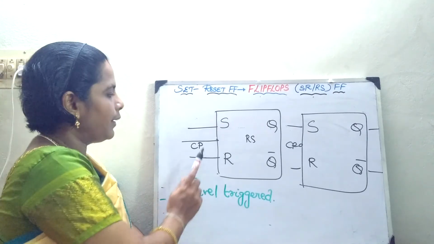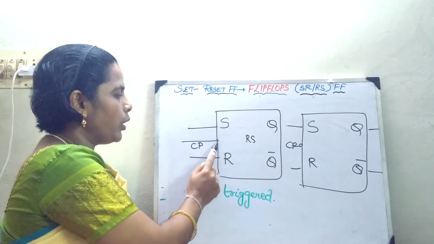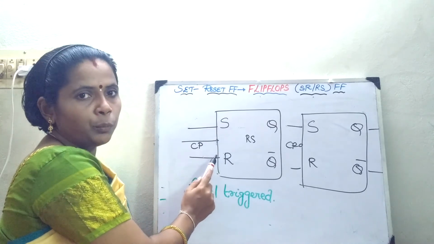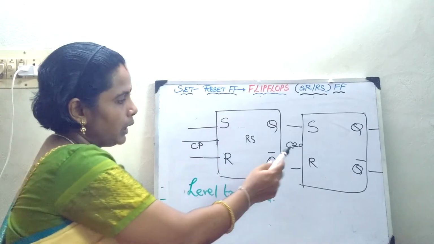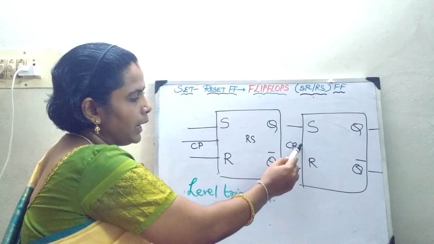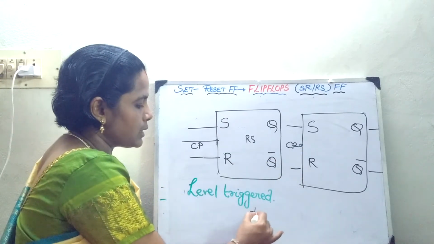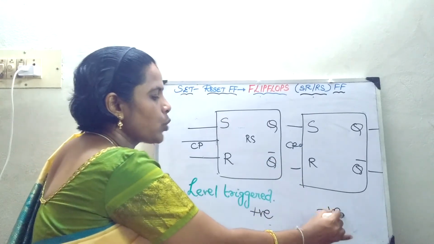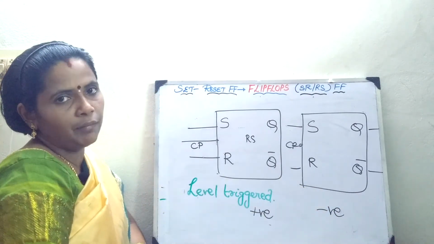For level triggering, whenever I do it normally, I am not going to put any clock pulse. Whenever I use a NOT gate, it is going to differ. This is called a positive level triggered and this is going to be called a negative level triggered.